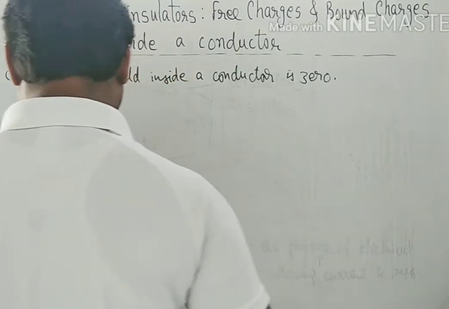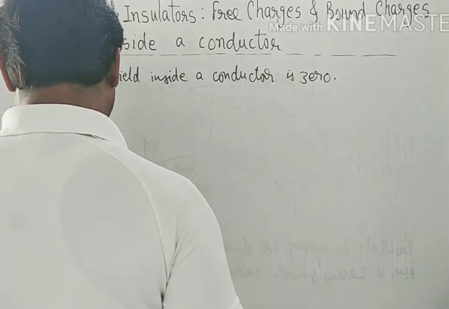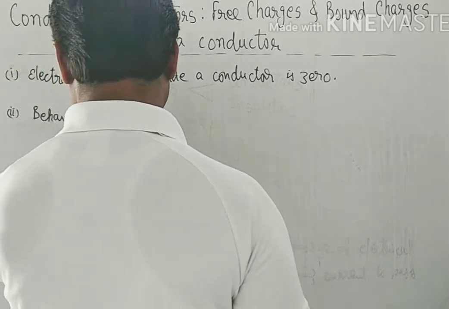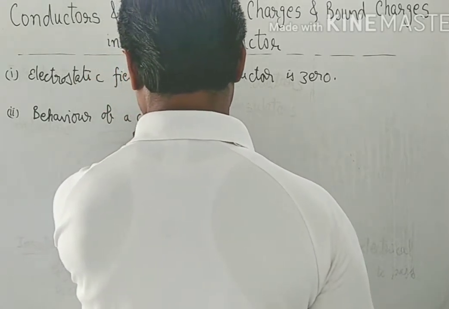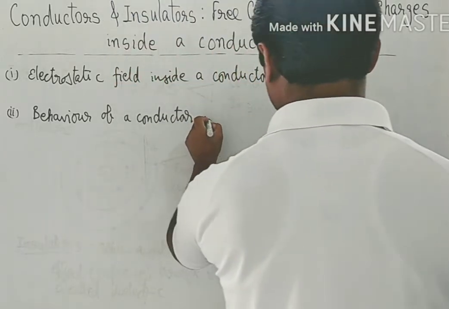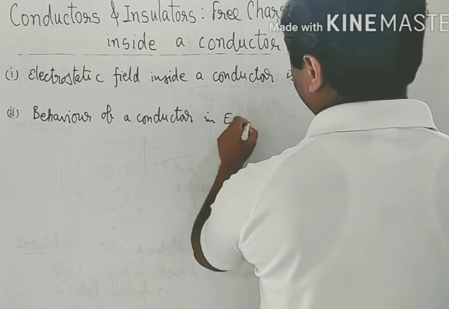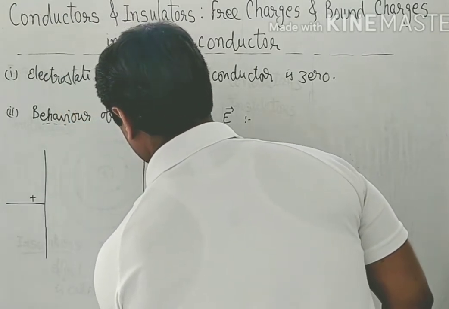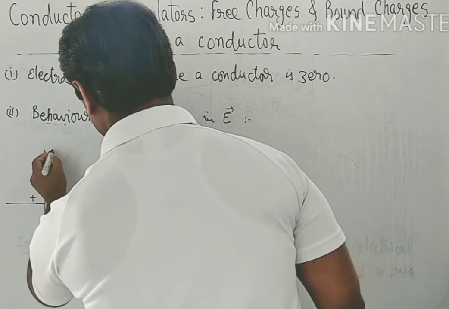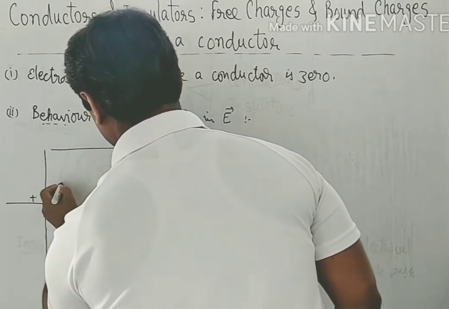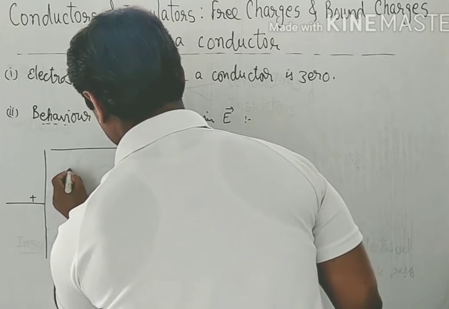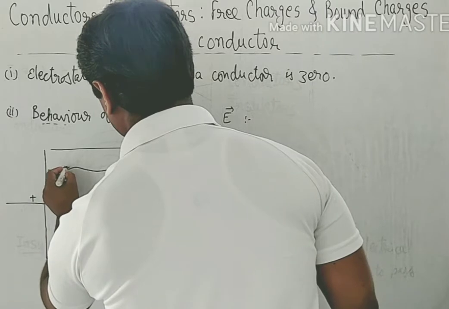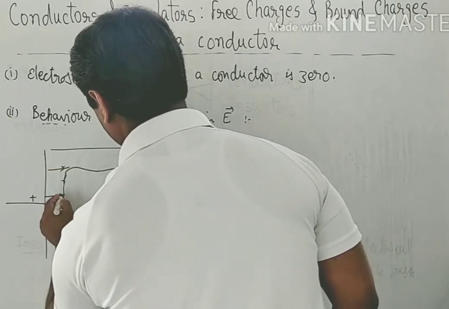Okay, for the second fact, let's move on. Let's see how the conductor behaves when kept inside the electric field. So, behavior of conductor in electrostatic field, I must write E. Suppose we have two parallel plates, positively charged and negatively charged. So the electric field exists uniform in between. And suppose we place a surface of conductor like this. And here the field is directed from positive towards negative like this.